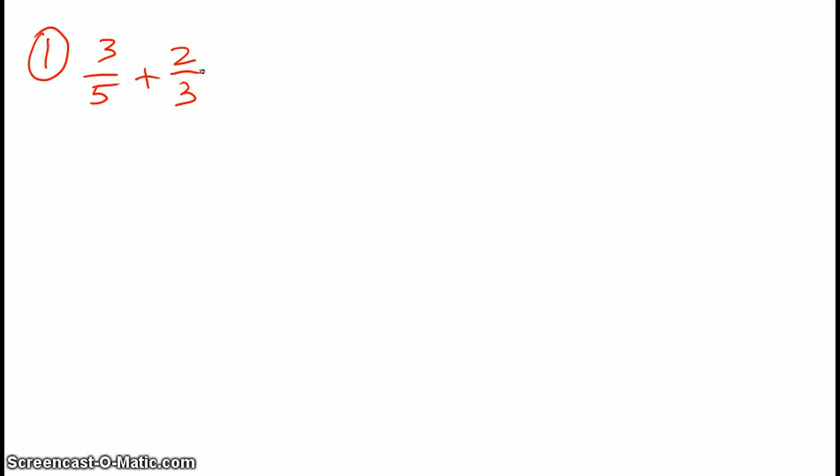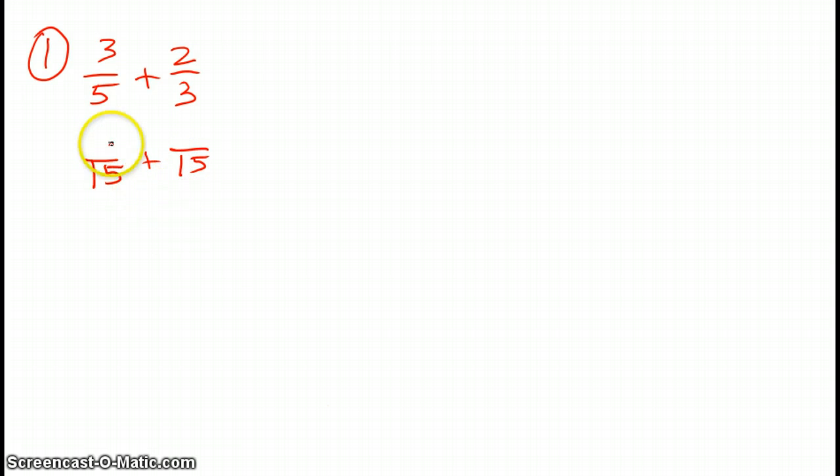Now when you add fractions, the denominators have to be the same. And so you have to think of a number that 5 and 3 both go into evenly, and ideally find the smallest one. In this case, it would be 15. So we're going to write 15 down here, plus, we're going to write 15 down here.